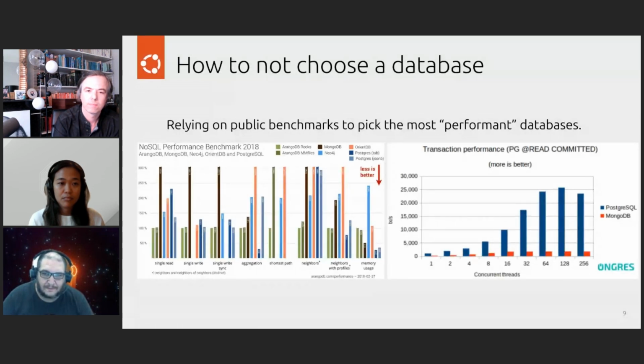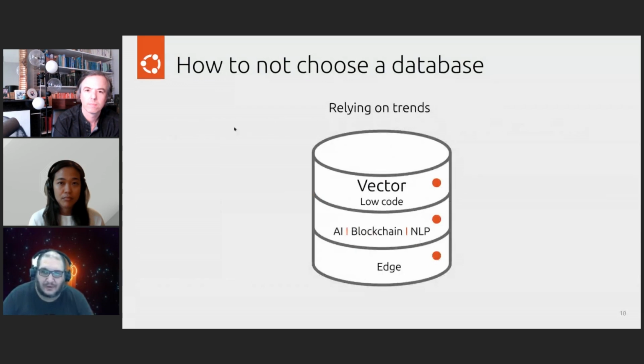The other thing that you need to avoid is relying on trends, and on database companies using trendy words to attract people, like vector database or blockchain or AI. We are not saying that those claims might be wrong, but just basing your decision on those trends might not be a good decision.